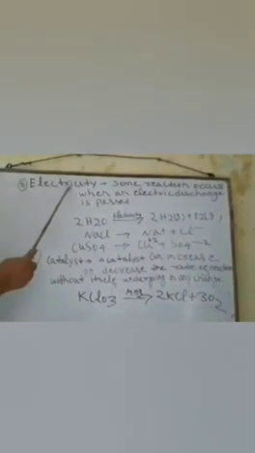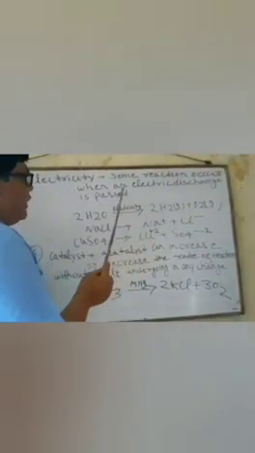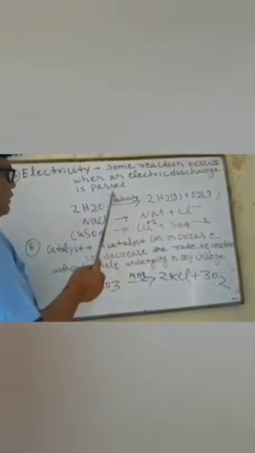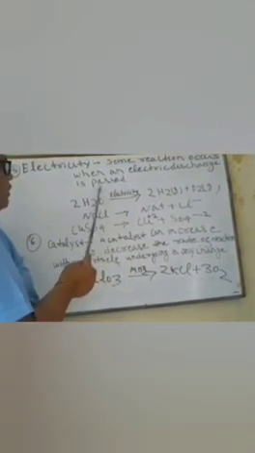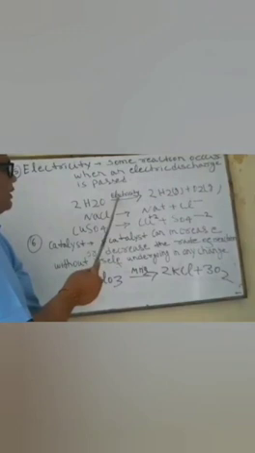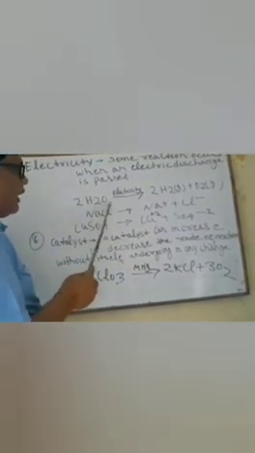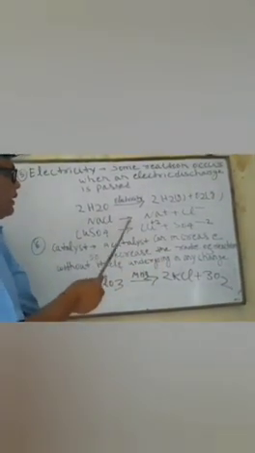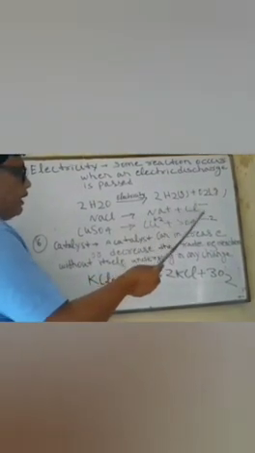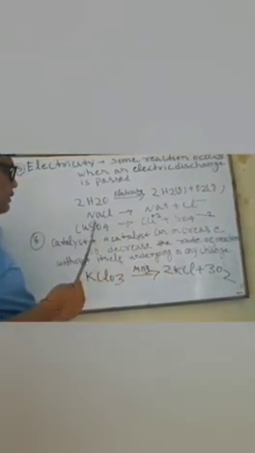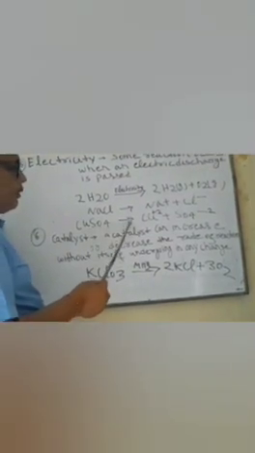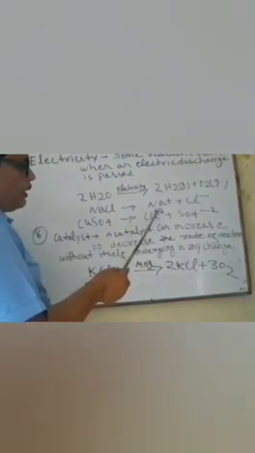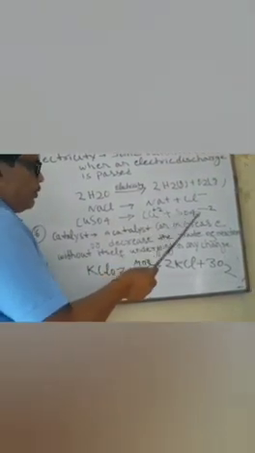Next condition, electricity. Some reactions occur when an electric discharge is passed. This reaction is also called electrolysis. When we pass electric current through acidulated water, it forms hydrogen gas and oxygen gas. Next, when we pass electric current through NaCl, it forms Na+ and Cl-. Next example, when we pass electric current through copper sulfate, it decomposes into Cu2+ and SO4 2-.